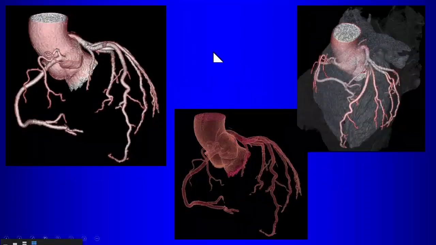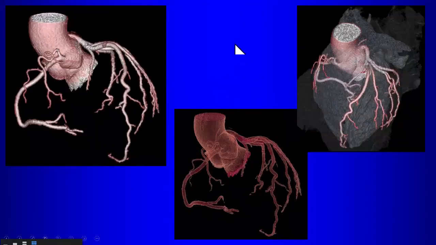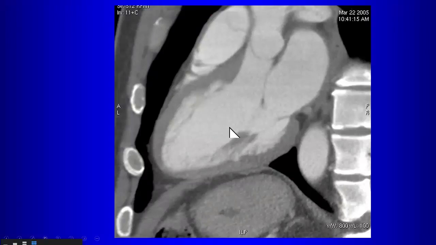And then of course, all of this is volumetric data. So you can go back and generate these volume rendered views, and you can also make the coronary arteries transparent. You get these nice pretty images. Although these are nice for looking at the overall anatomy, for trying to evaluate actual stenosis, these are the views that you're going to be looking at when you're evaluating the coronary arteries.